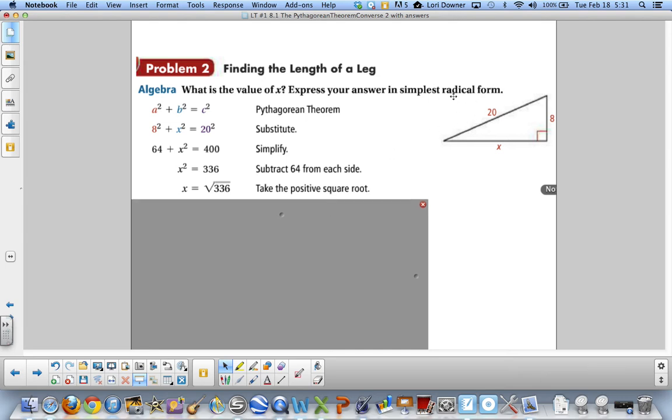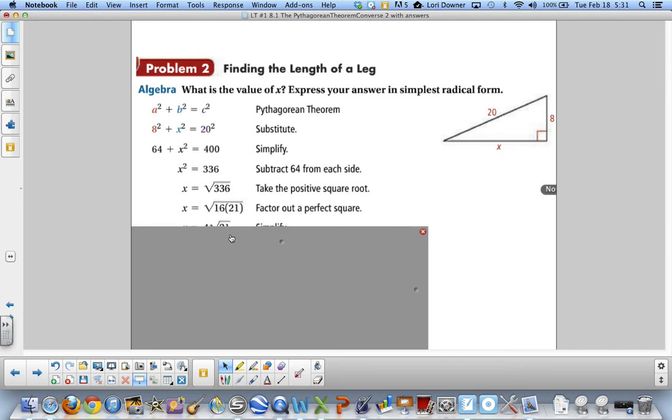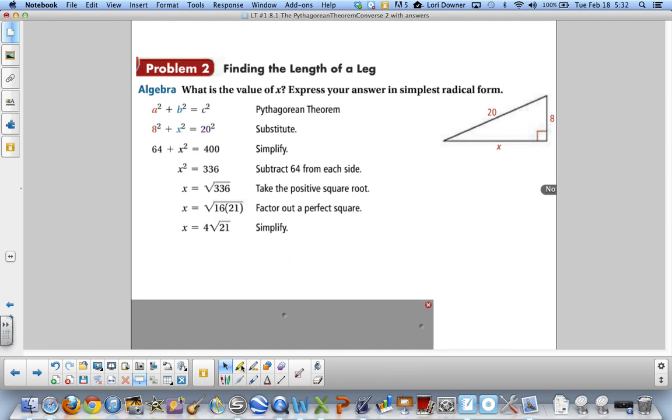If you want to figure out how to put square root of 336 in simplest radical form, I'm thinking of the different factors. I know 16 times 21 equals 336, and this is a good one because I know what the square root of 16 is. The square root of 16 is 4, so this would give me 4 square root of 21. That's if you want to learn simplest radical form. Now you could leave it as a decimal or as your exact answer, square root of 336.